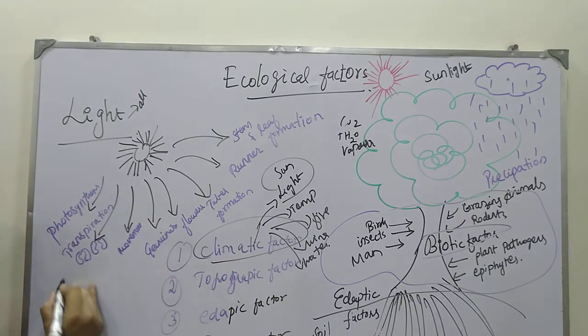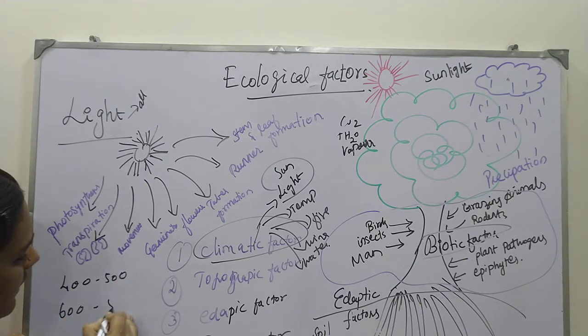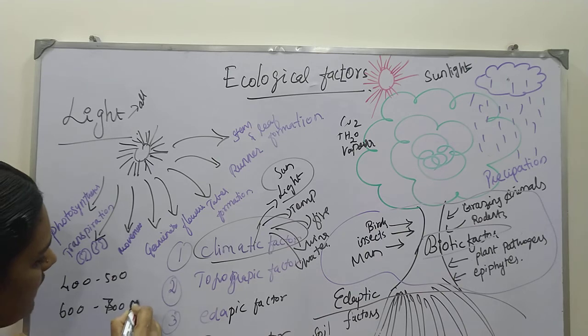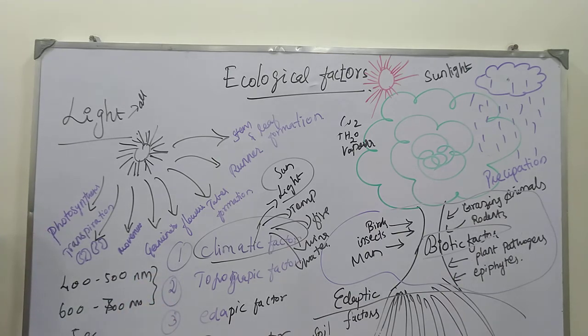That is 400 to 500 and 600 to 700 nanometer. In this range the photosynthesis will be good. But if you are taking 500 to 600 nanometer, the photosynthesis will be somewhat slow when compared to these wavelengths. So that much our sunlight is important.